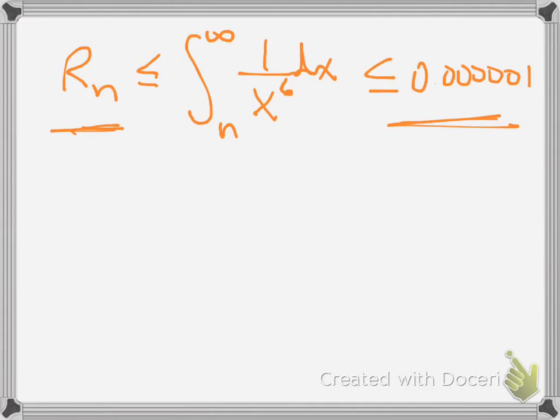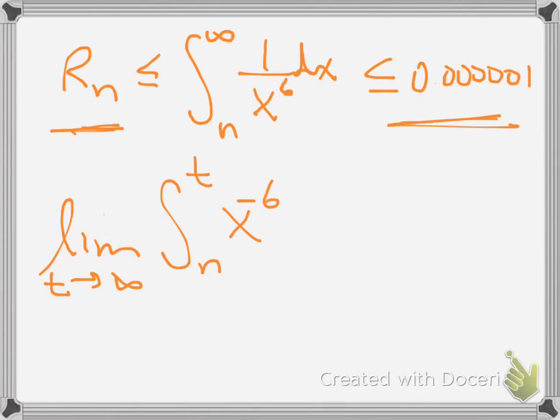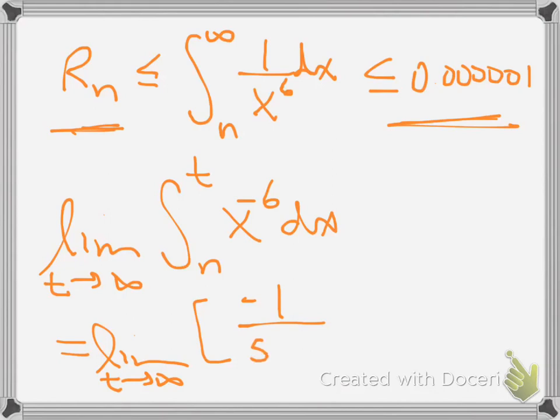Now, working this out, we ought to do all of our proper stuff. This is an improper integral, so let's take the limit as t goes to infinity of the integral from n to t of x to the negative 6th dx. I'm going through this kind of quickly because we should know how to do this. We get negative 1 over 5x to the 5th. If that looks a little weird, just do the work it takes to understand it. You should be able to get that.